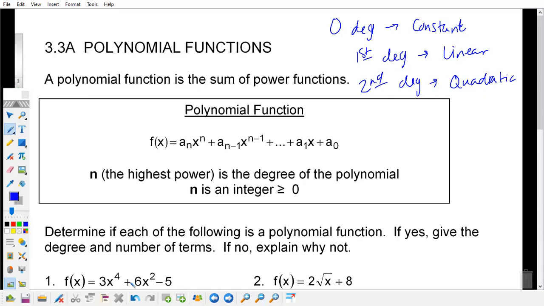What makes something a polynomial is that in any term, the degree is greater than or equal to 0. That's it. So you can't have a negative power, you can't have half of a power, and you can't have a variable in the denominator. Otherwise, it's not a polynomial.